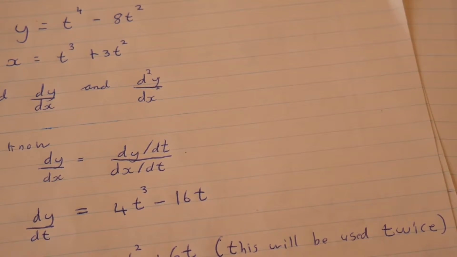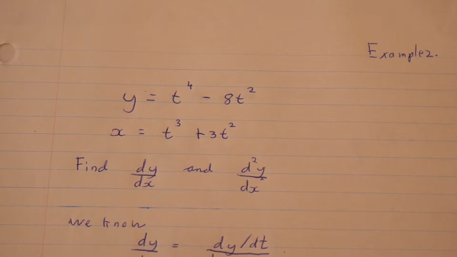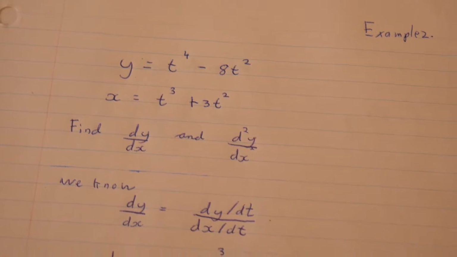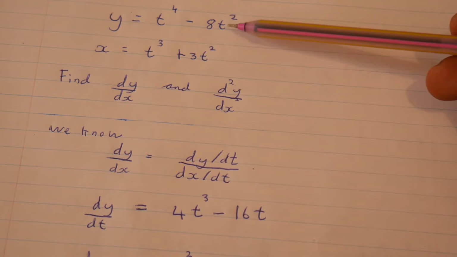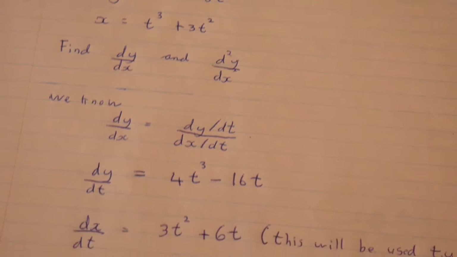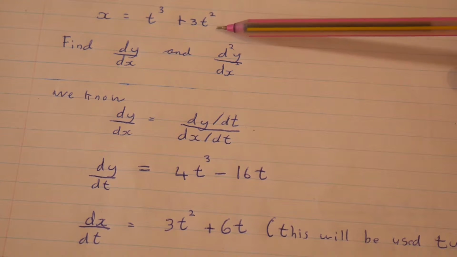Example 2. Alright. Let's say we have y is equal to that, x equal to that. Here we're going to go to the second derivative. Find dy/dx and d squared y over dx squared. Now we know once again that dy/dx is simply dy/dt divided by dx/dt. Now what is dy/dt? You just differentiate this and you get 4t cubed minus 16t. What is dx/dt? Differentiate this and you get 3t squared plus 6t.